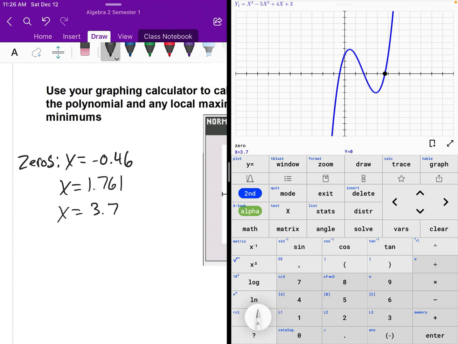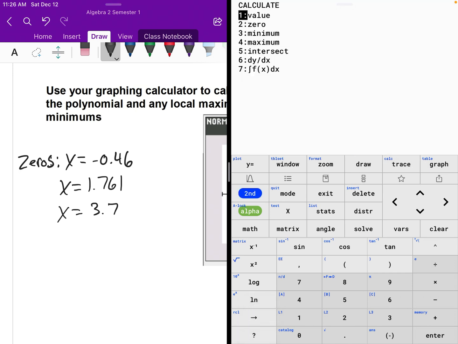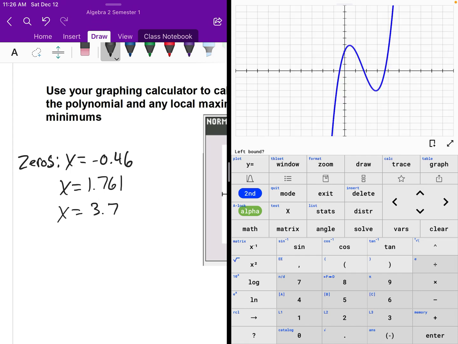Same idea here. Okay, so second trace, and now we're going to find our mins and maxes. So let's go ahead and find our minimums first. And it looks like we have one of them. Okay, so now with these, it's going to be a little bit different on the calculator. I'm going to find another video that has the TI-84 interface. So make sure to watch that video too if you can't follow what I'm doing with this video.